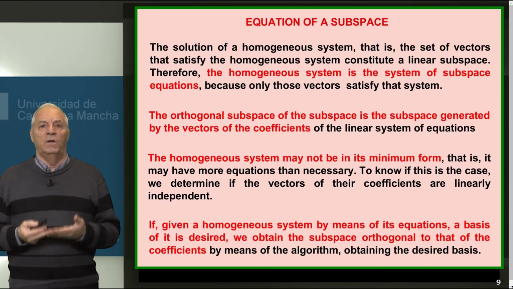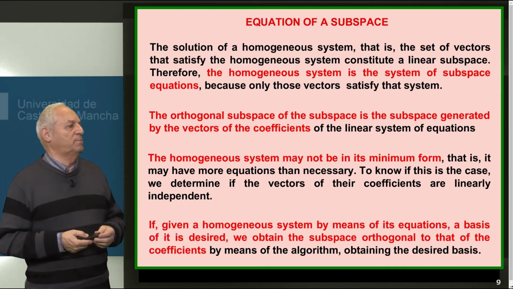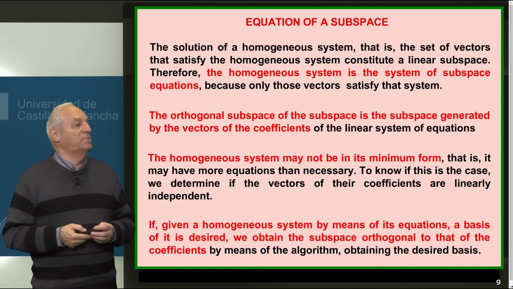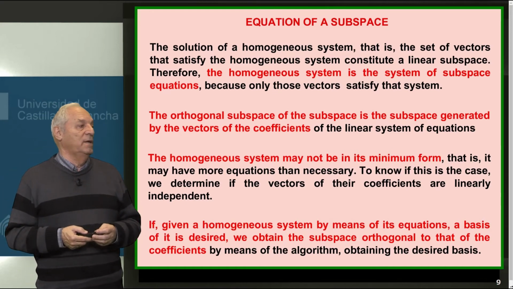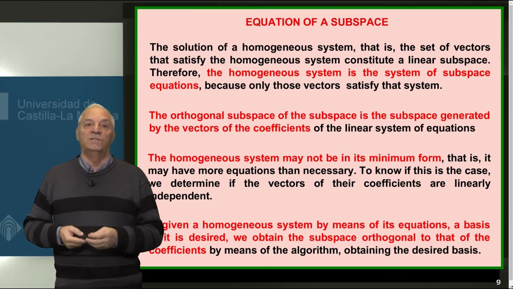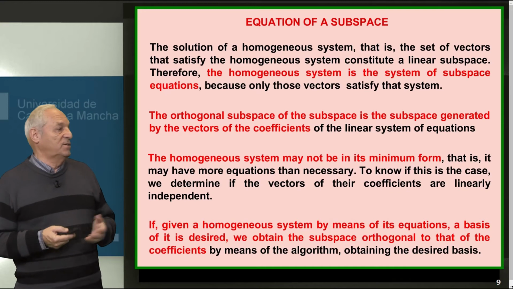It should also be noted that the subspace orthogonal to the subspace is the subspace generated by the vectors of the coefficients of the equations of the system. That is important, and it follows from the first transparency, where we have seen this equivalence.